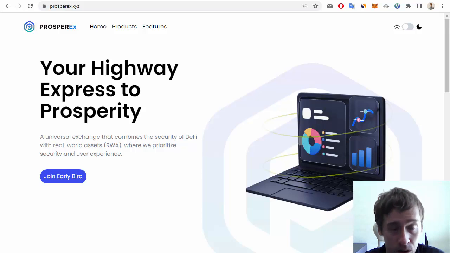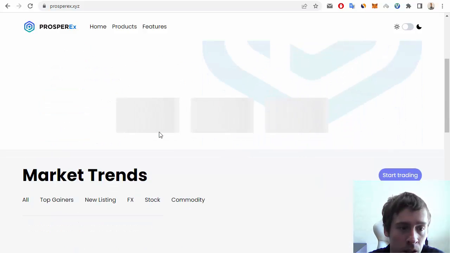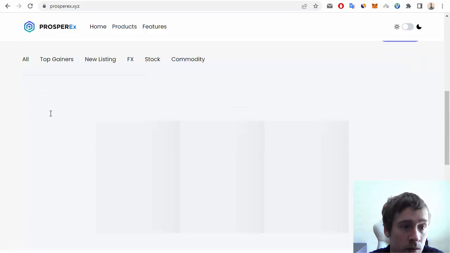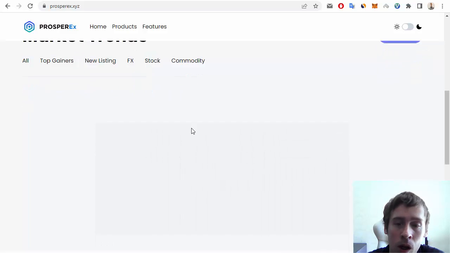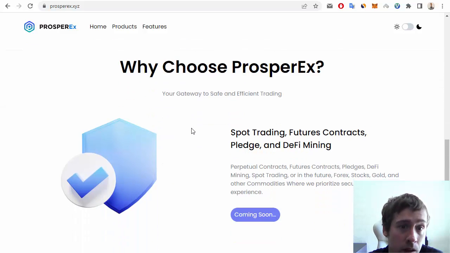So Prosperex, this is your highway express through prosperity, and also it is a universal exchange that combines the security of DeFi, decentralized finance, with real world assets, RWA, where we prioritize security and user experience. And also you can join the early bird to participate in this project, and we can also see some market trends. For example, you can see a question, why choose Prosperex, and some of the key features.